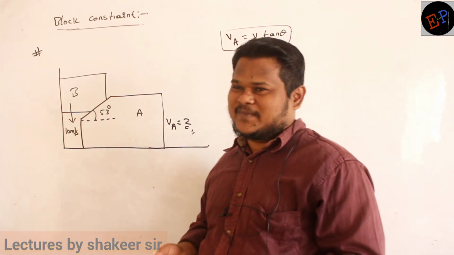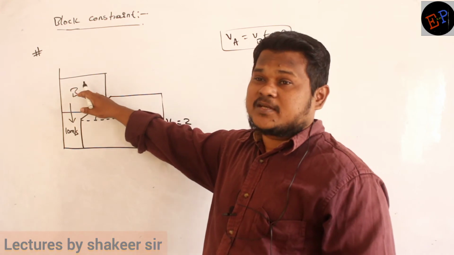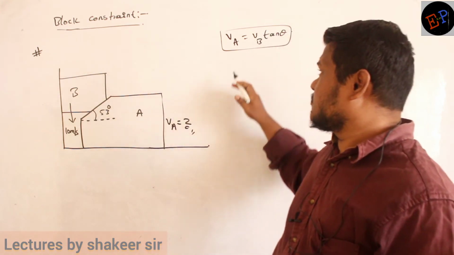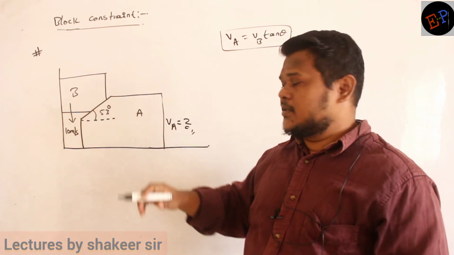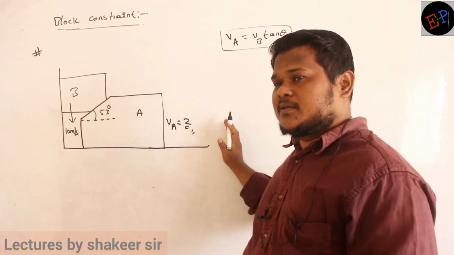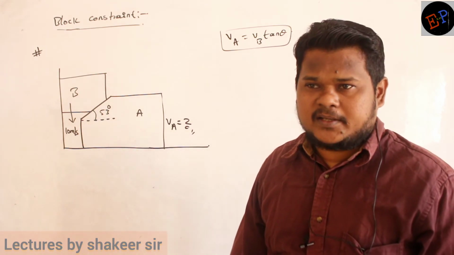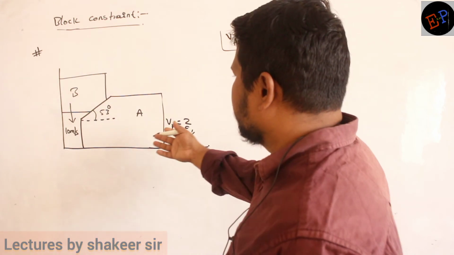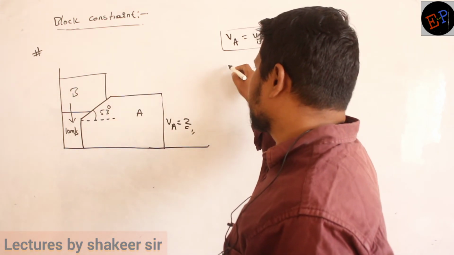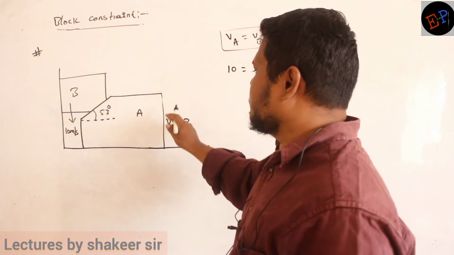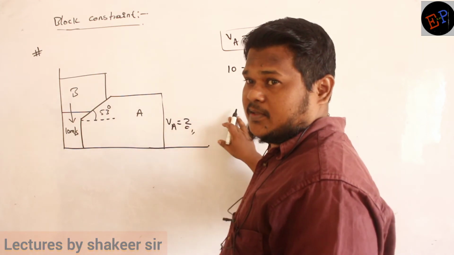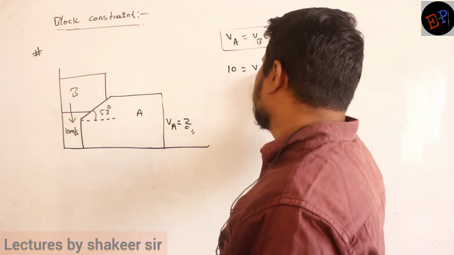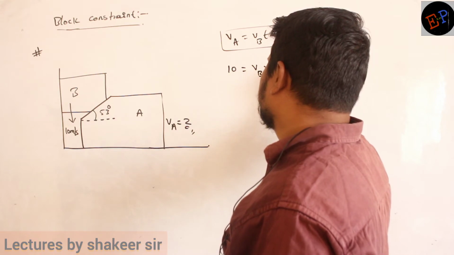Are you able to understand? The block which is coming downwards, that was taken as VA, no? In the previous condition. And the block which was moving horizontally, that was taken as VB. Clear? So therefore, VA is the block which is coming downwards. 10 is equal to, VB is nothing but this block which is moving horizontally. This velocity I got. So VB multiplied by tan 53.